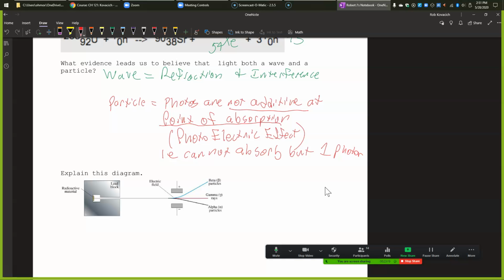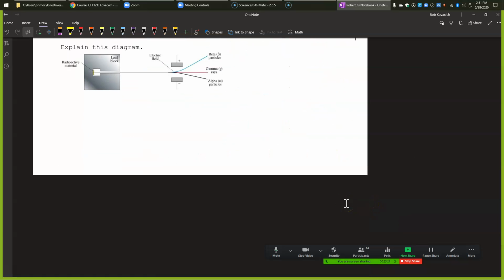All right, so this diagram, what do we got here? Beta particles are negatively charged, and they're lighter than alpha particles, so they move more. So the beta moved towards the positive, the alpha moved toward the negative, and gamma rays don't have any charge.